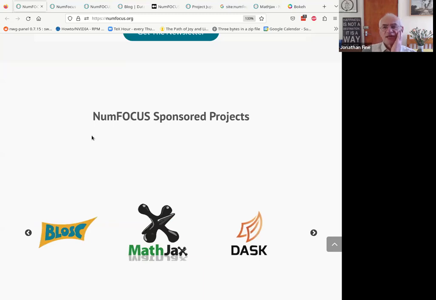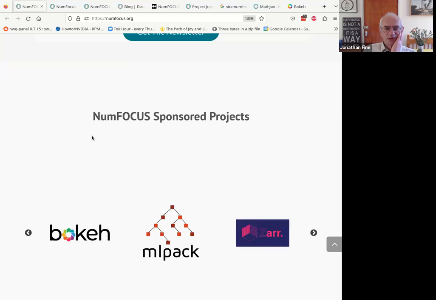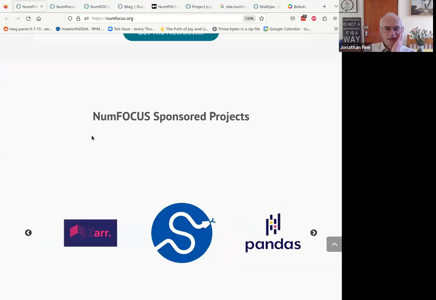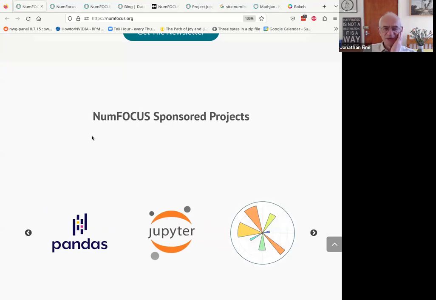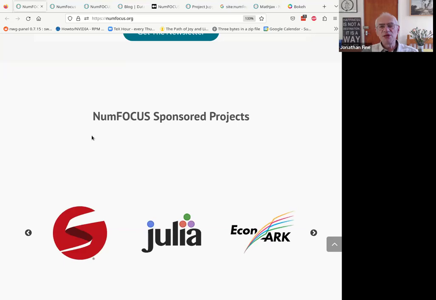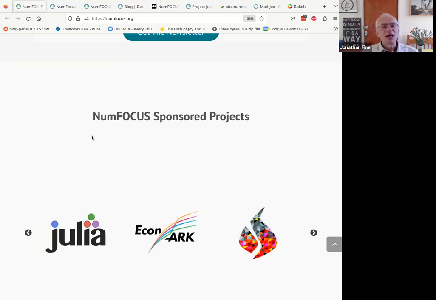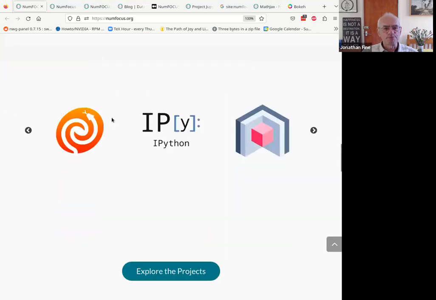MathJax. Dask is for marshalling data for high performance computing. That's something to do with Python. Pandas is to do with Python. Jupyter's to do with Python because there's a Y in it. And I think we're starting to repeat ourselves. Julia is not to do with Python, and it's a scientific computing platform.